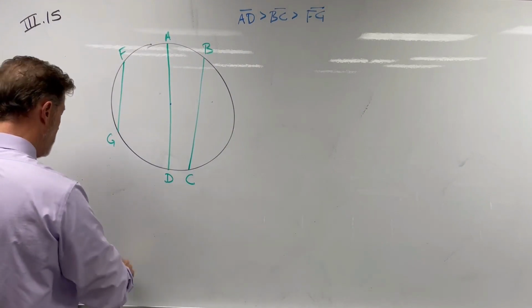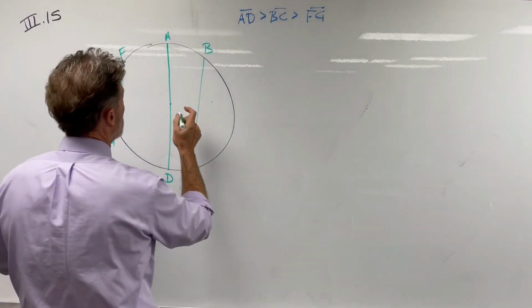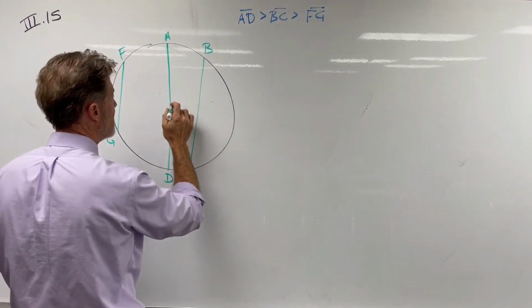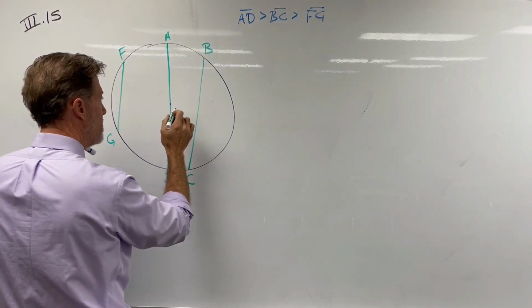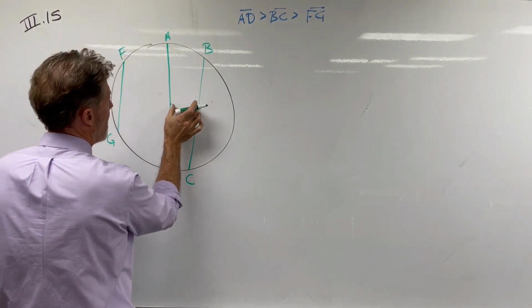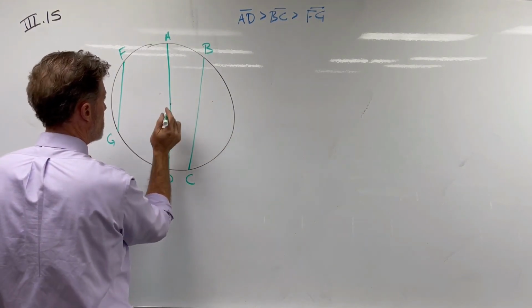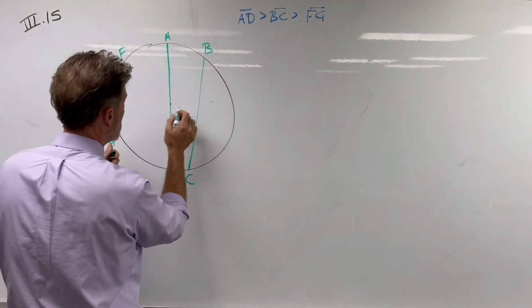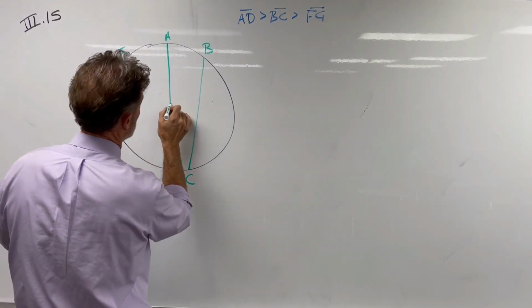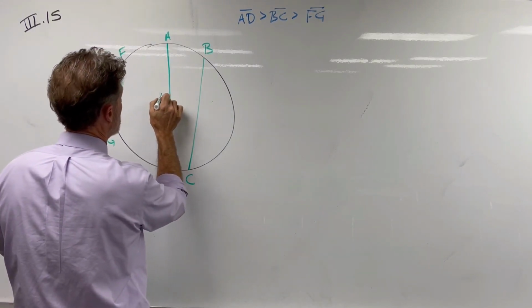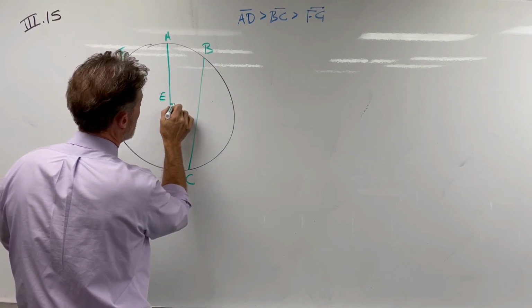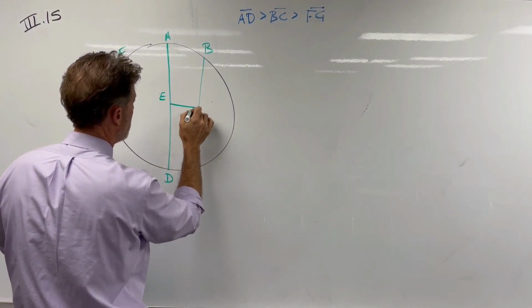So the first thing we're going to do is, Euclid defines distance from the center, or nearest to the center, as the distance of the perpendicular from the center to the line. So from any point we can draw a line perpendicular to another line. So let's do that. From the center, we'll call this E, we'll draw a line perpendicular to BC.